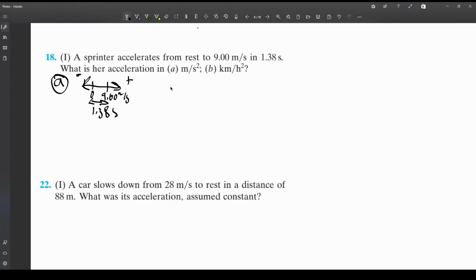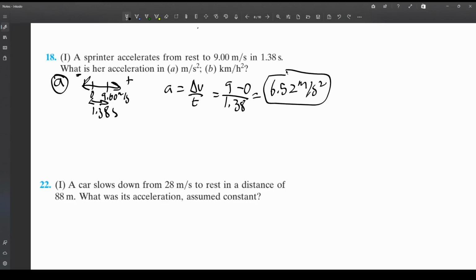So how we can solve it is acceleration is equal to delta v over t, which is equal to 9 minus 0 over 1.38 seconds, which is equal to 6.52 meters per second squared. Let's make that a bit cleaner. Okay. Now for part B, it's asking for the same value in kilometers per hour. So this is just simple dimensional analysis that I taught you in the math review video.